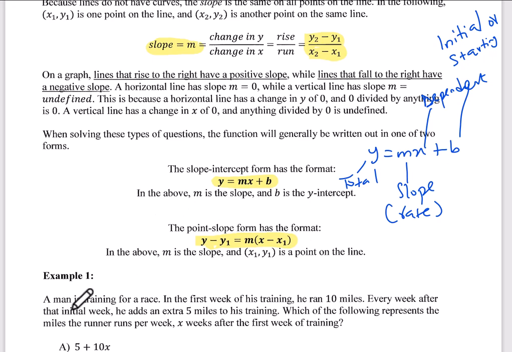So this first question says a man is training for a race. In the first week of his training, he ran 10 miles. Every week after that initial week, he added an extra 5 miles to his training. Which of the following represents the miles the runner runs per week, x weeks after the first week of training? So using y equal to mx plus b.